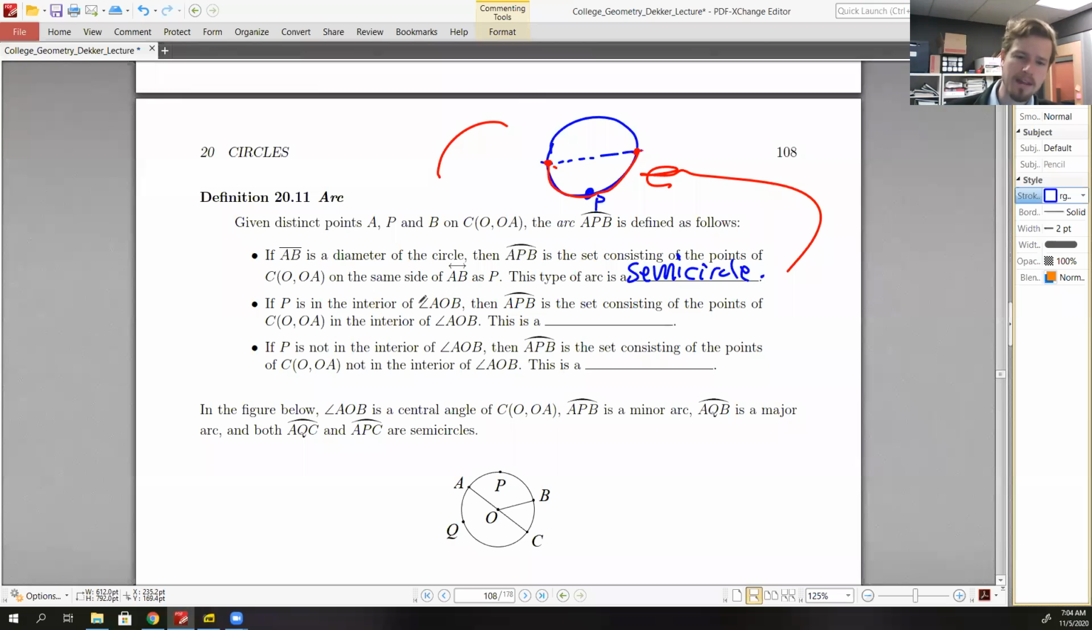If P is in the interior of the angle AOB, then the arc APB is the set consisting of points of the circle in the interior of that angle. Let's say we have O, the center of a circle, and here's our circle. Let's put A right here and B right here, so we have this angle. Angles measure less than 180 degrees, so we know we're referring to this area here, not over here. If P is in the interior of the angle, then we are looking at the arc from here to here.